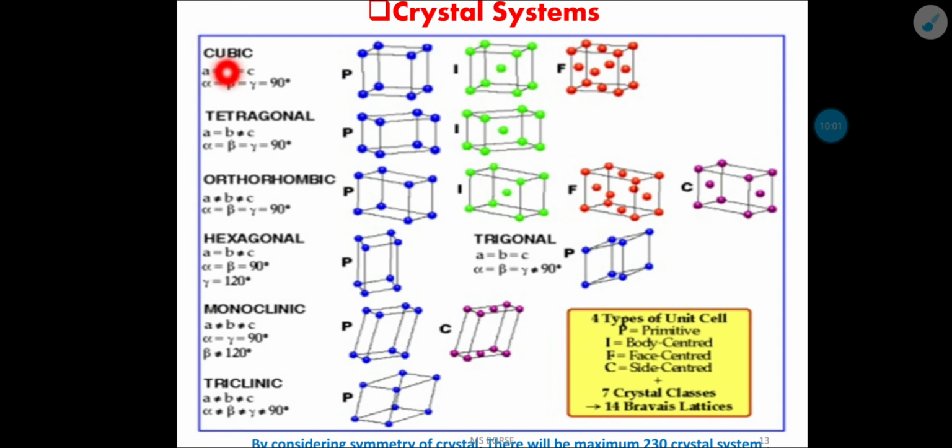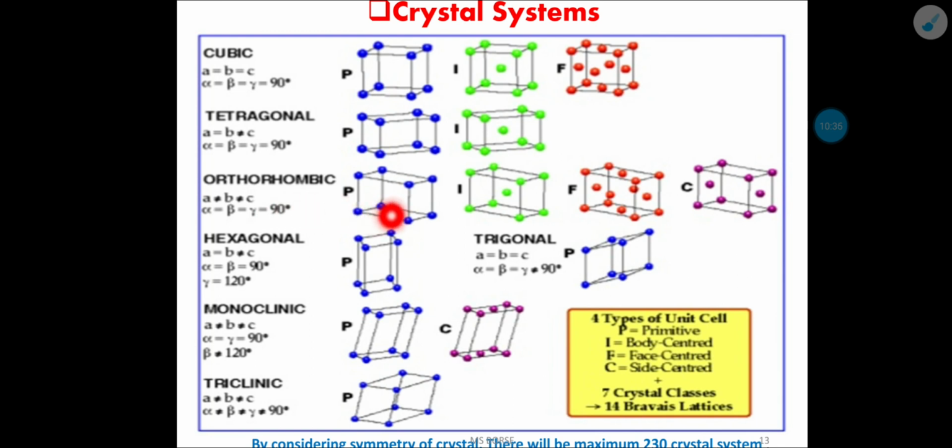If you see the cubic crystalline system: simple cube, then body center cube, then face center cube, that is FCC cube. So in the cubic system there are three possibilities. In tetragonal there are two possibilities: one simple tetragonal and one body center tetragonal.